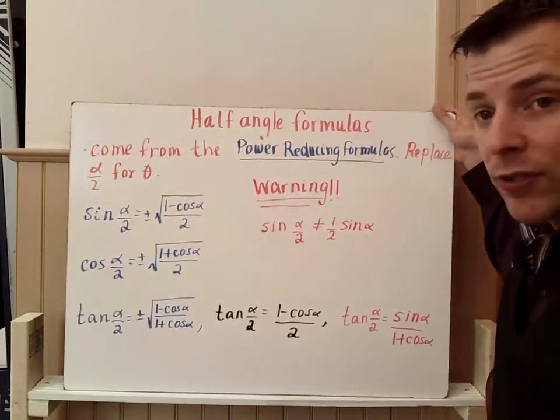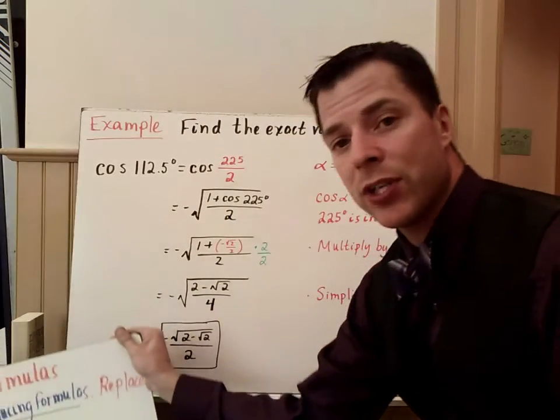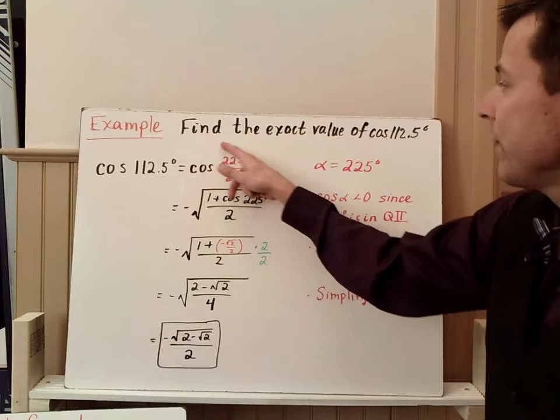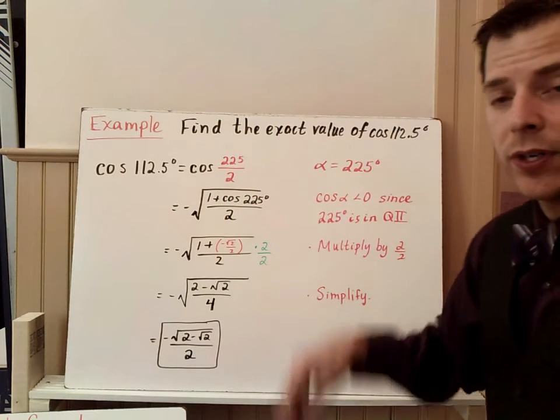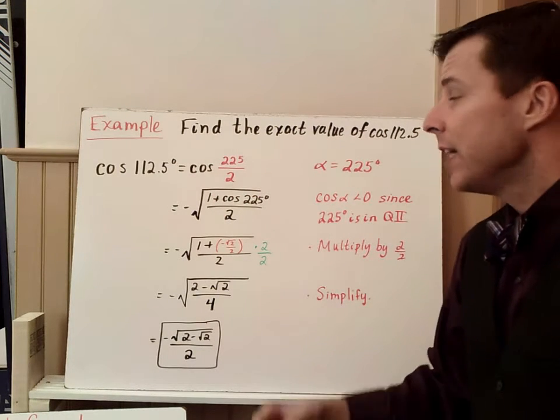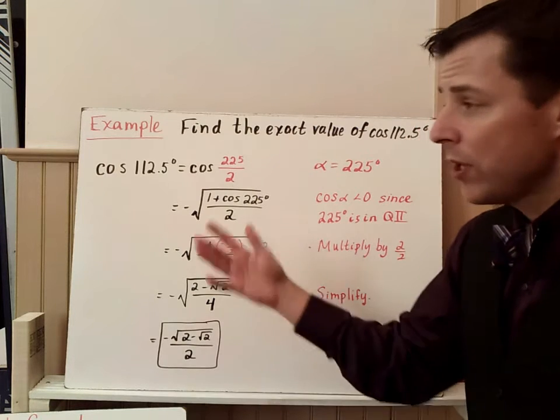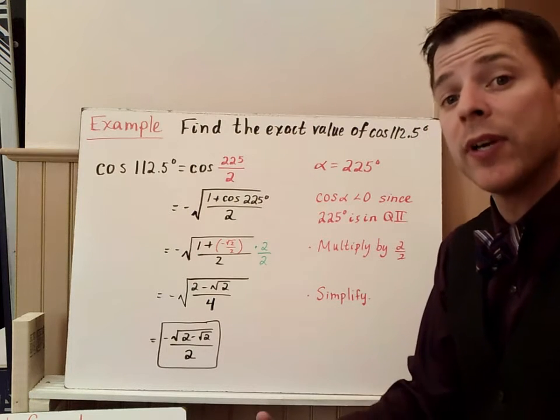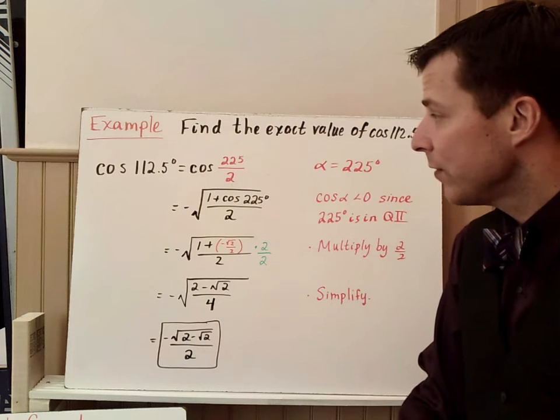So let's get right into some examples. Let's find the exact value of cosine of 112.5 degrees. Now that is a half angle of something else. We don't know that exact value on the unit circle, but we can find it using these half-angle formulas.